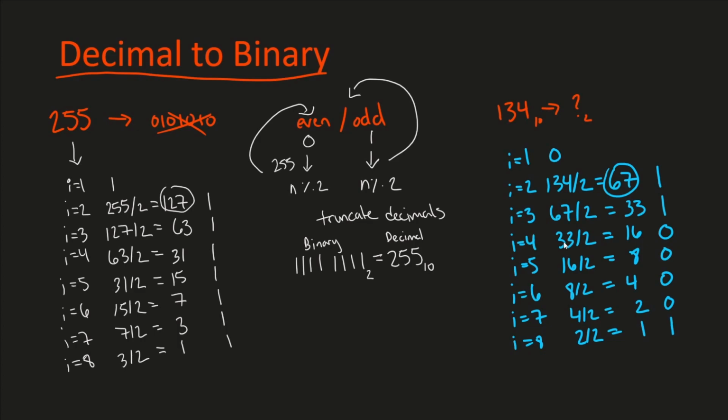Now, what did I mention before? We have to start from this last iteration and work our way backwards. So it's 1, 0, 0, 0, 0, 1, 1, 0. And that is equal to 134 base 10. This is our binary value, and this is it in decimal form.